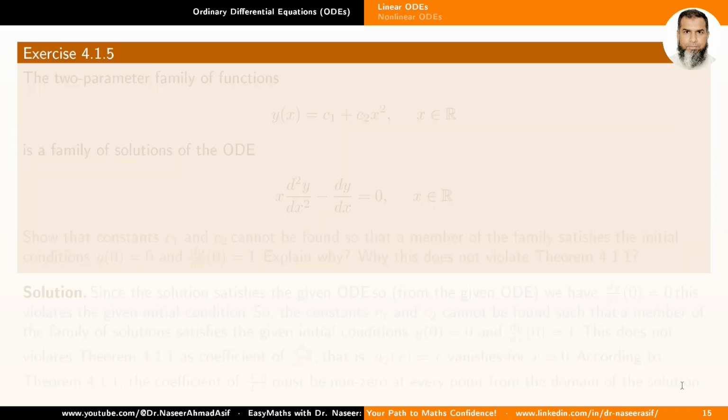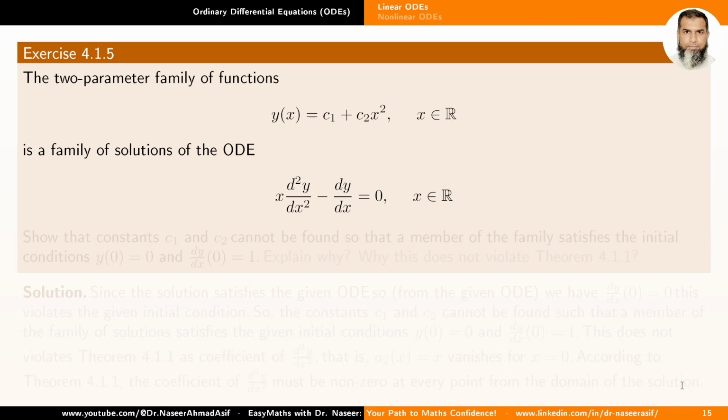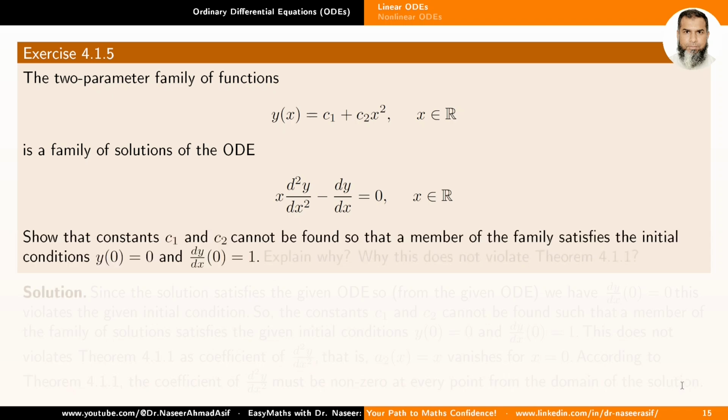Well, see another exercise. The two parameter family of functions y(x) is equal to C1 plus C2 x square, where x belongs to R, is a family of solutions of the ODE x d2y by dx square minus dy by dx is equal to 0, where x belongs to R. Show that constants C1 and C2 cannot be found so that a member of the family satisfies the initial conditions y at 0 is equal to 0 and dy by dx at 0 is equal to 1. Explain why this does not violate theorem 4.1.1.